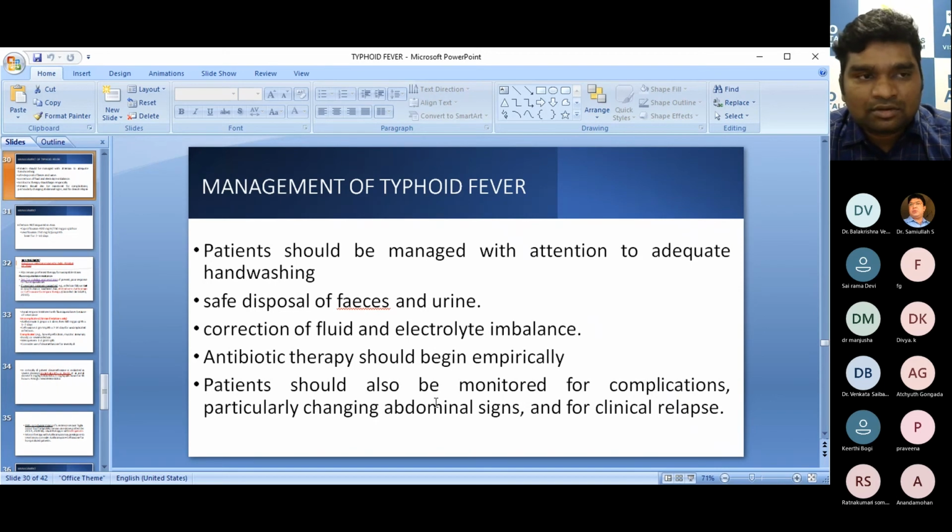And also for abdominal perforation, you have to examine the abdomen serially for any tenderness, and also you have to check the x-ray abdomen. If you have a doubt, you have to observe for gas under the diaphragm, and also other things.